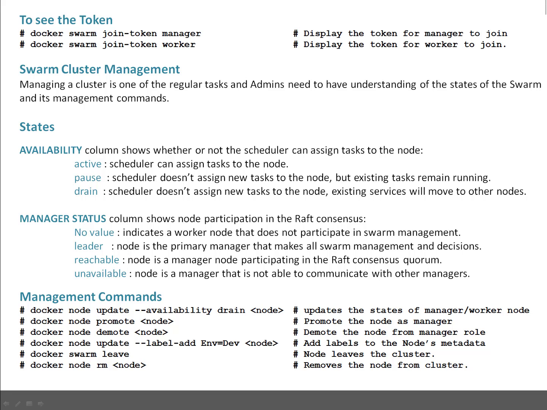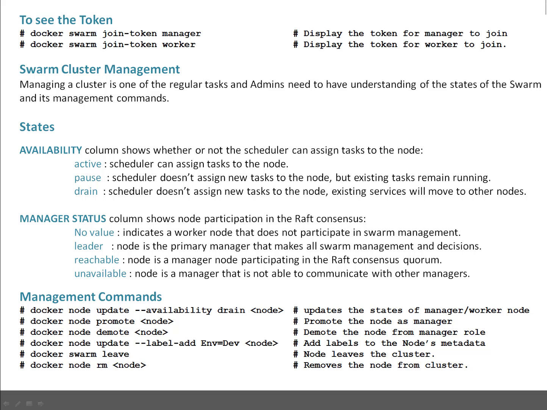Next state is drain. As the word describes, the scheduler doesn't assign any new tasks to that particular node. Existing services will be moved to the other healthy nodes. In which scenarios do we have to do drain?